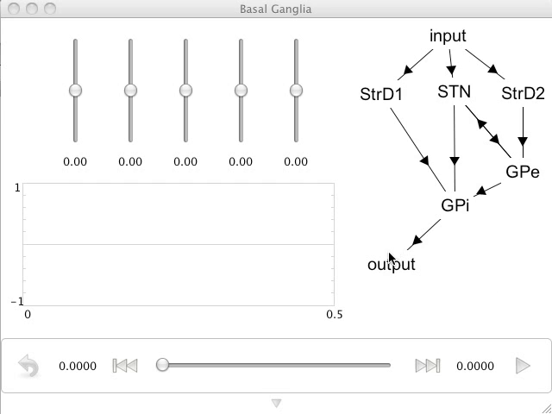This video shows a simulation of the basal ganglia circuit, whose network structure is shown here on the right. The input can be thought of as cortex, and the output is going to thalamus. This graph shows the output, and the input is controlled by these 5 sliders. Let me start the simulation.